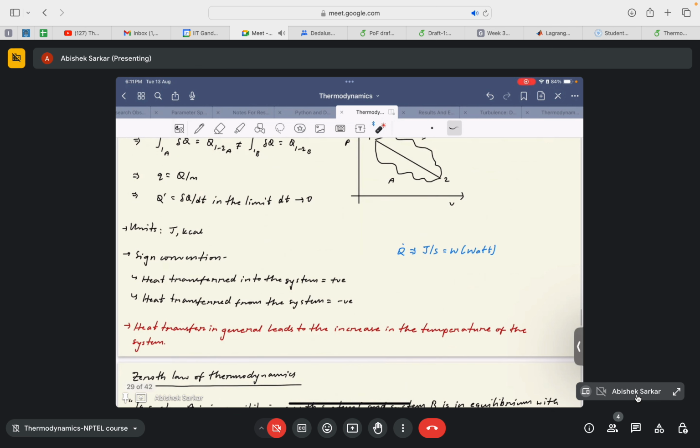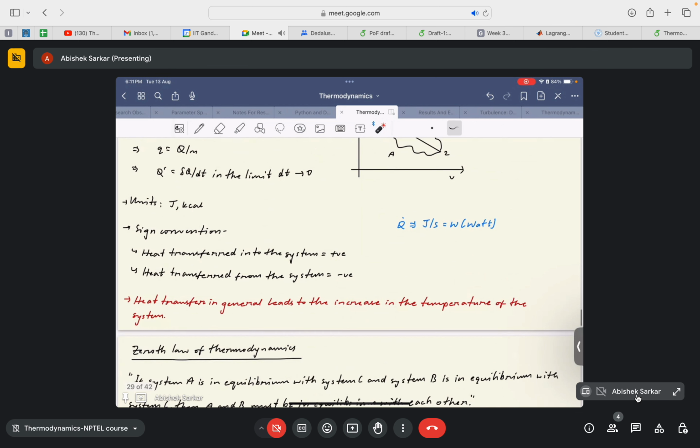In a similar fashion, the heat convention also follows a general convention that is followed in most of the textbooks. That is, if heat is transferred into the system, then it is taken to be positive, and if the heat is transferred away from the system, or heat is given from the system, then it is termed as negative. As I mentioned last week also, this convention is something that has been followed in most of the standard textbooks and research papers.